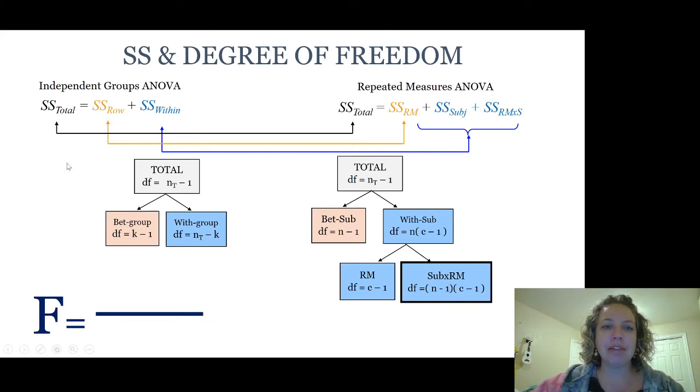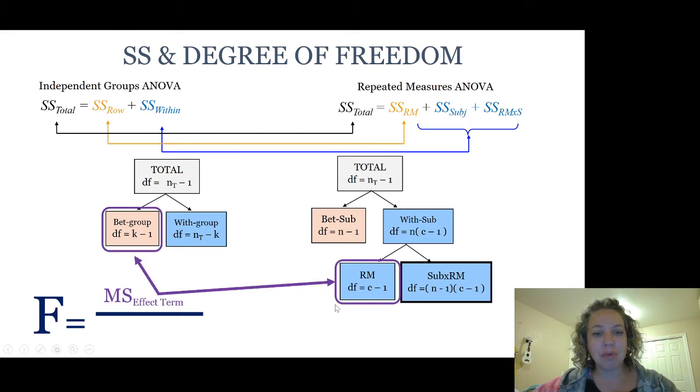So here we go. I have on this, let's see, it's my left side, the independent groups ANOVA. So we partition or divide up the sum of squares and the degrees of freedom, the total, into between groups versus within groups. The repeated measures ANOVA, instead of having between and within, we have repeated measures, subjects, and the interaction. So the degrees of freedom follow very similarly. In both of these, when we're doing the independent groups, it is the between subjects factor that we're trying to test.